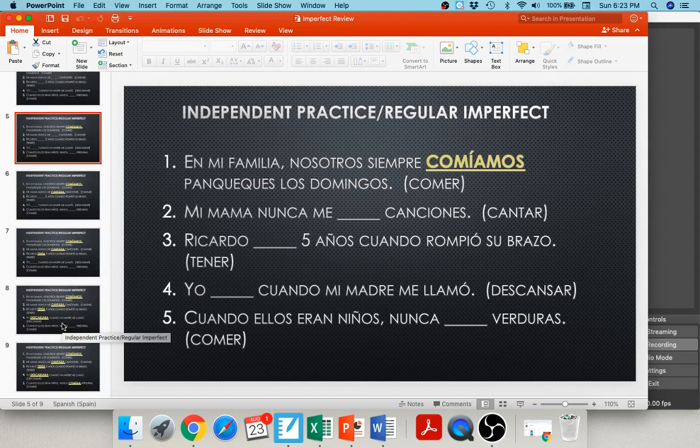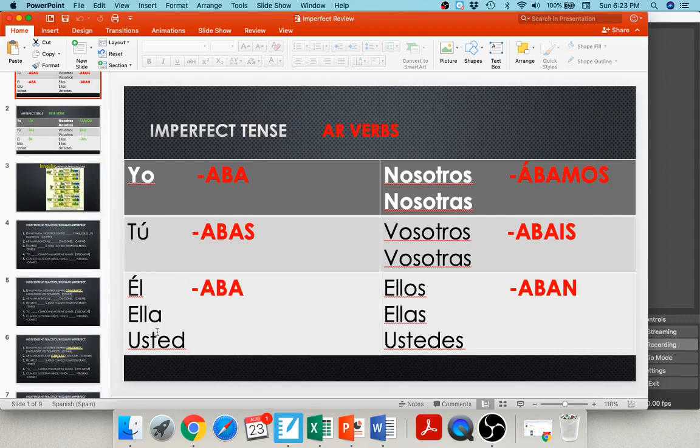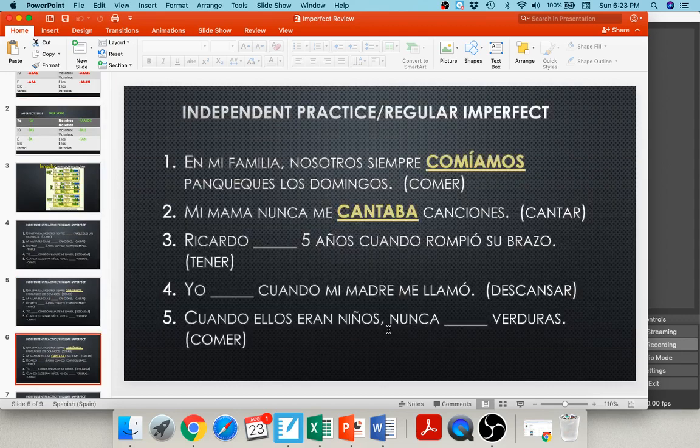All right, now that we had a second to look at these, let's talk about them. Number 2 says, Mi mamá nunca me cantar canciones. My mom never used to sing me songs, which is not true. But we're going to take cantar. We're going to chop off the AR. In this case, we're talking about my mom or she, ella. So my ending in this case should be aba. Take off my AR in cantar and add back aba. You get cantaba. Mi mamá nunca me cantaba canciones.